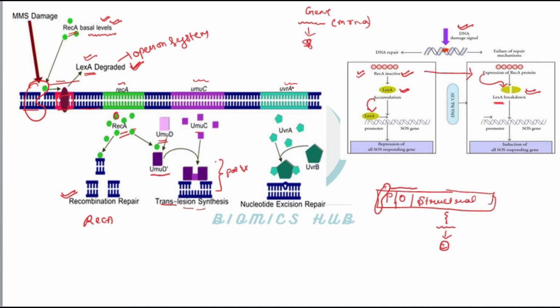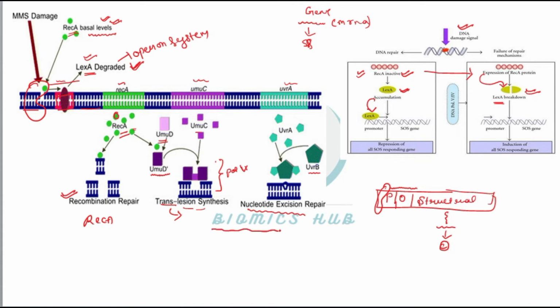So now another gene which is present is UVRA. This UVRA, along with UVRB, is responsible for the nucleotide excision repair. So now let's talk about translesion synthesis.